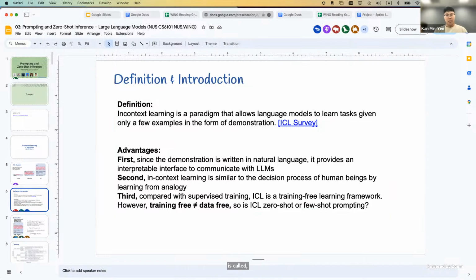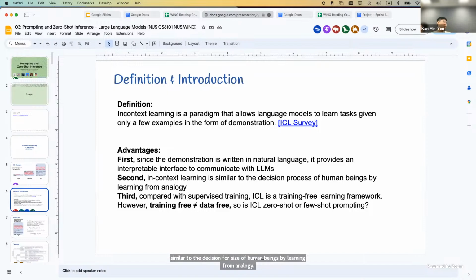Using ICL has a few advantages. The first one is that the demonstration is written in natural language, so it provides an interpretable way to communicate with the large language model. You can do it either by the web interface or through the API of the language model. It's very easy. And the second thing is that ICL is very similar to the decision process of human beings, learning from analogy.